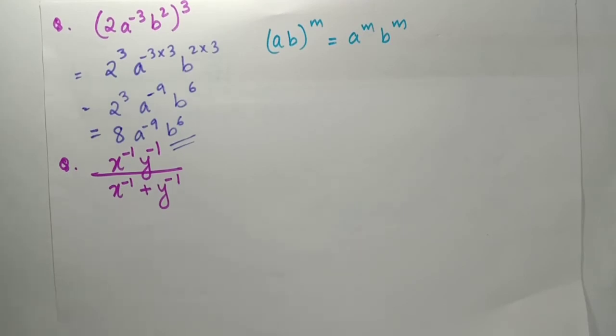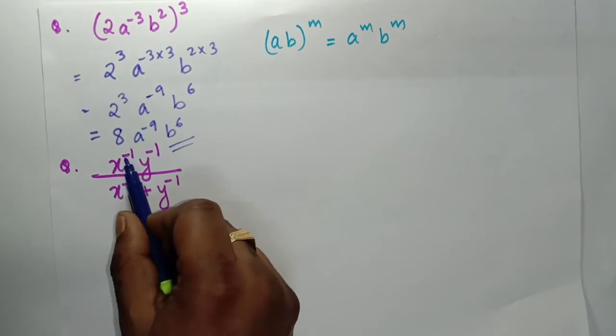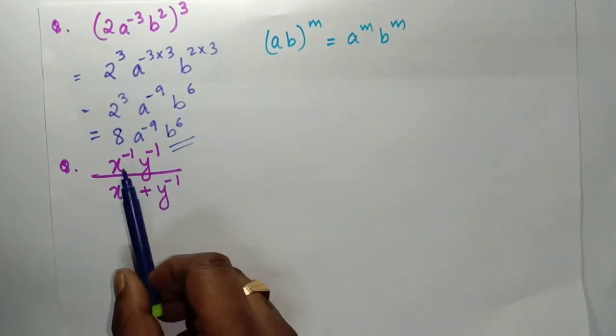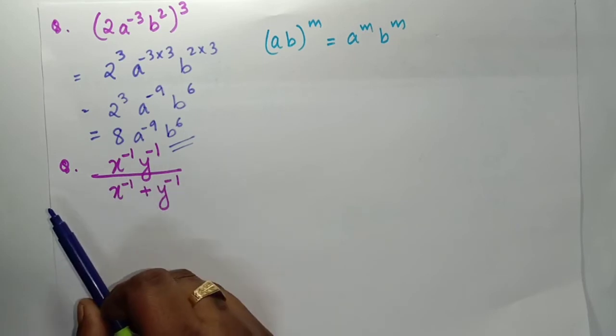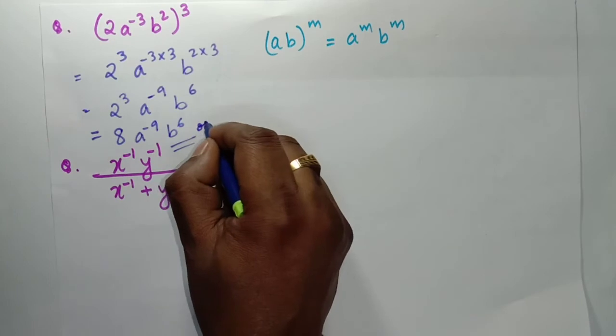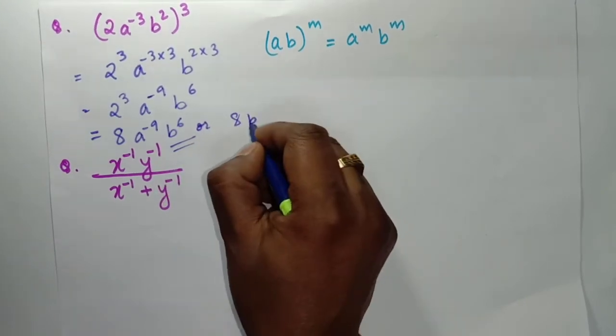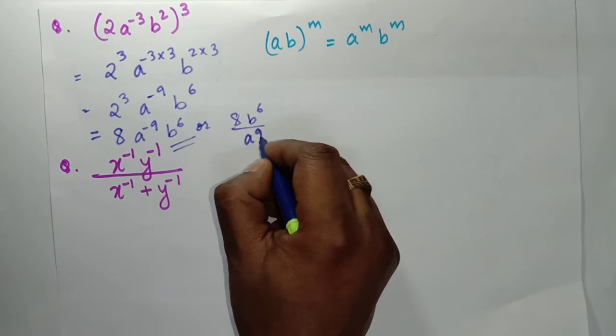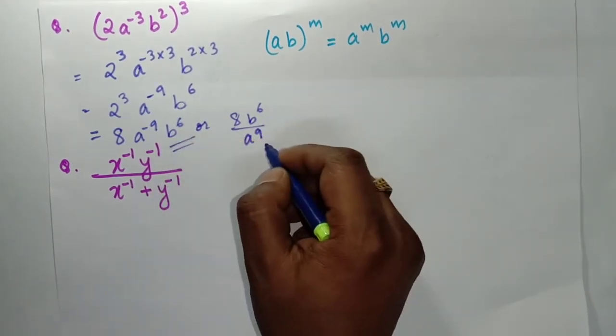Now we have the next question. You can see in this question there is x inverse minus 1, y inverse, x inverse plus y inverse. So always try to make them positive every time. In this sum also you can make it positive, or you can write this answer also like this, 8 b to the power 6. To make it positive, this minus 9 will go down, so a to the power 9. You can leave it here only, okay? So you can do this also.